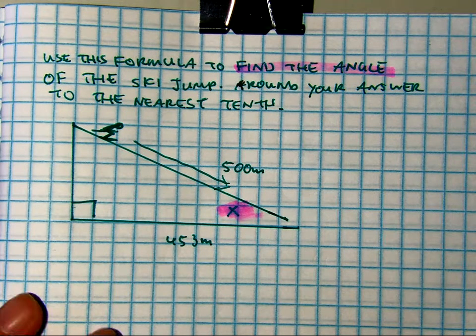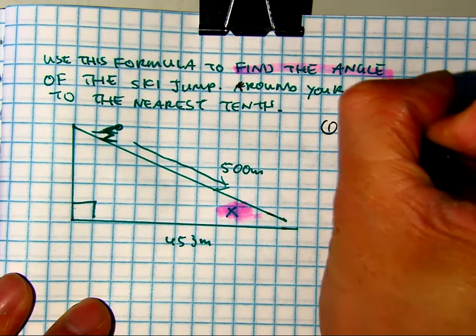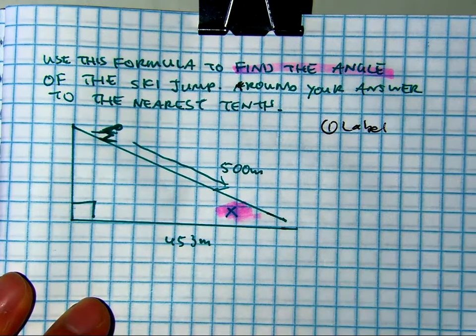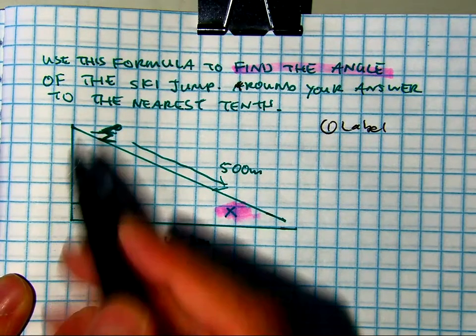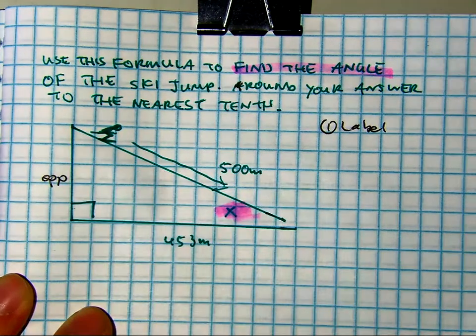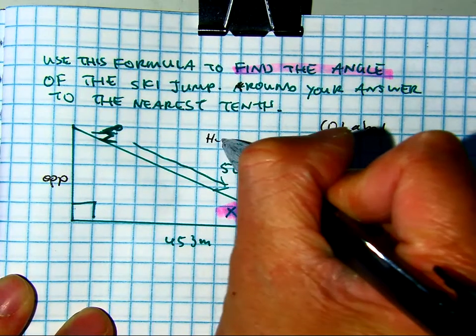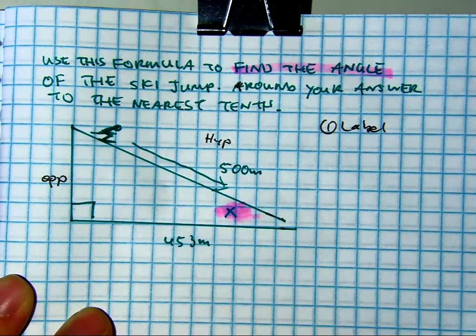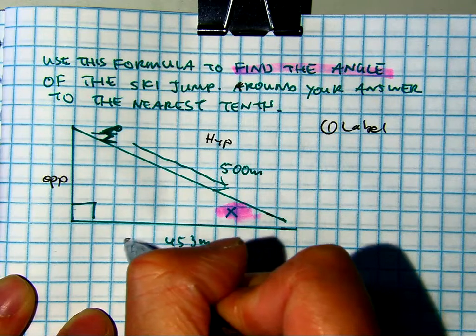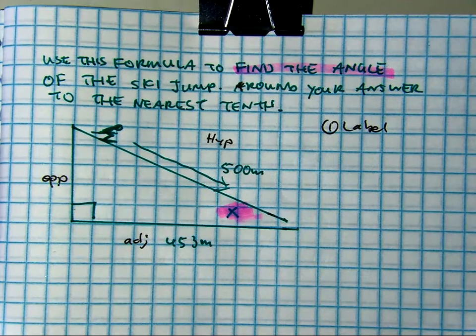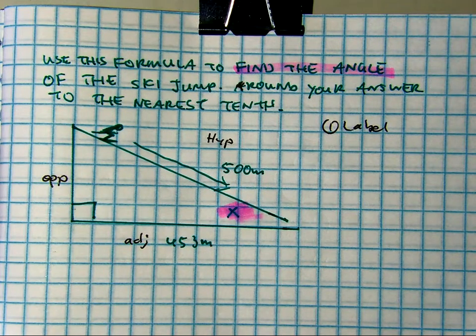Okay? Let's label our sides. So we're basically doing the same thing as we were doing before. Label. Class, what side do I have here? This one is the... And this one over here is called the... Jason. Partner A, whisper to partner B, which trig function are we going to use and why?